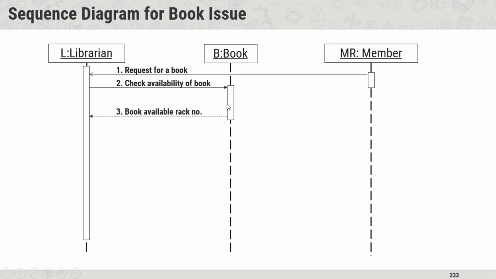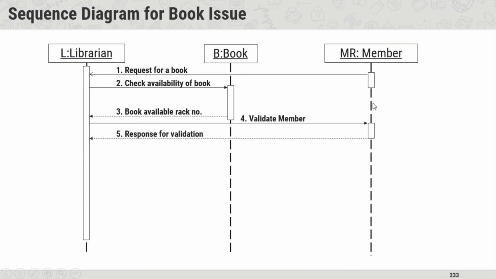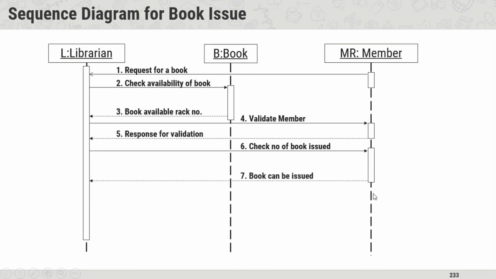Now if the book is available, the reply will be given: yes, the book is available at rack number so-and-so. Based on that reply, the librarian will validate the member. Based on the validation of that member's account, you get a response. Then the librarian checks the number of books issued. From the member's account, you can see whether the maximum limit has been reached or not, so you can issue the books. You will get the reply from the member's account.